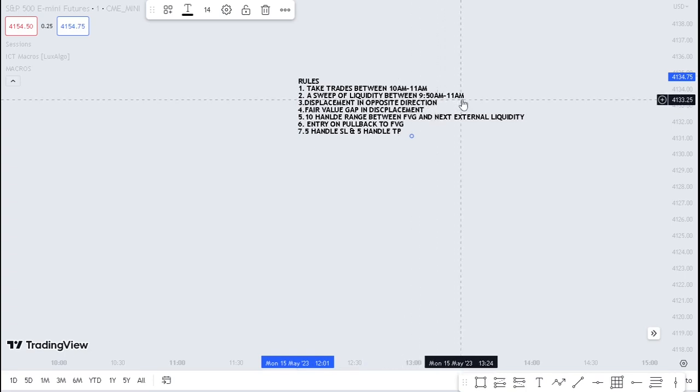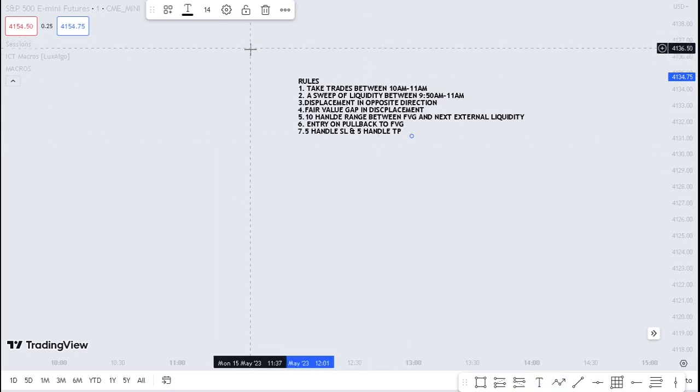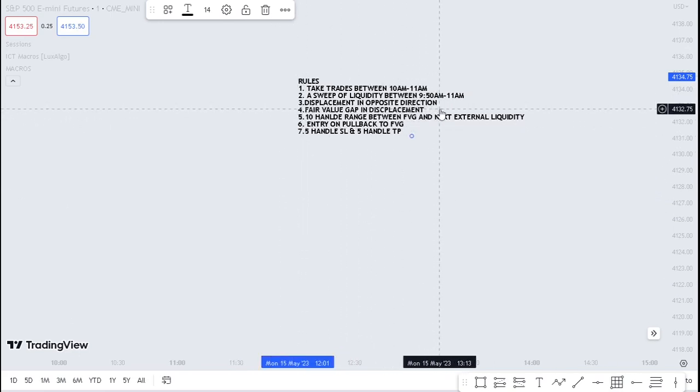The third rule is we want the displacement in the opposite direction. So if the liquidity sweep is downwards, we want a displacement going upwards. And if the liquidity sweep is upwards, we want a displacement going downwards. Number 4 is a fair value gap in that displacement. And number 5 is a 10 handle range between the fair value gap and the next external liquidity.